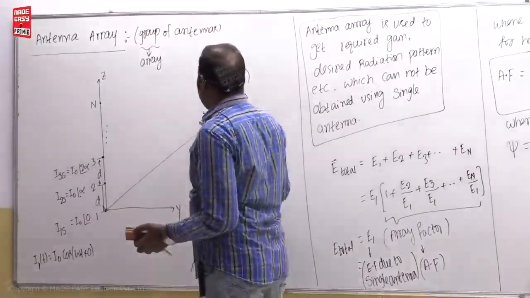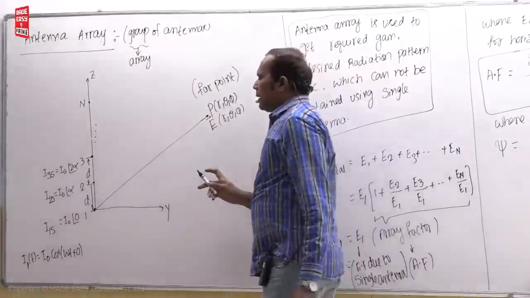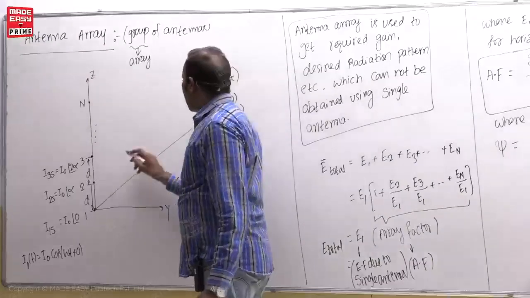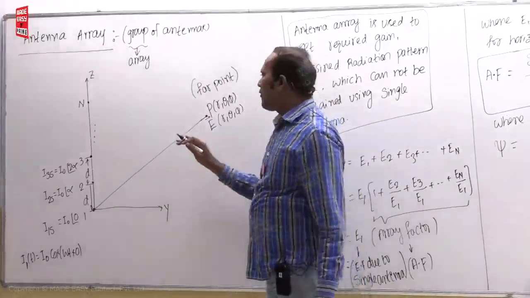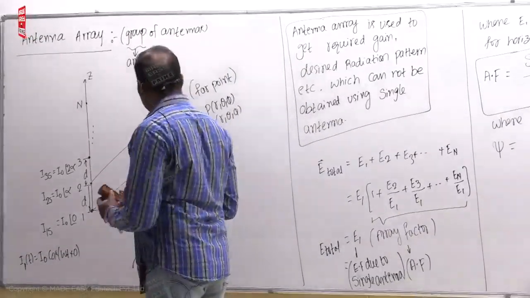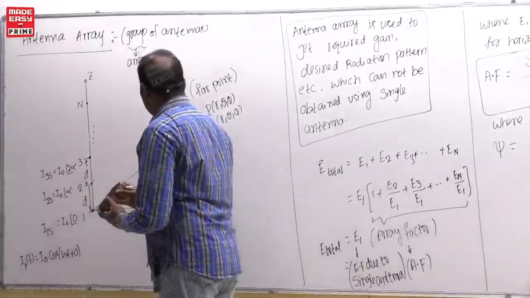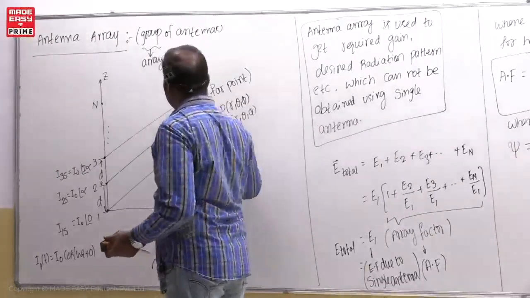Actually, this is the far point. Far point means that if you draw the lines from here to here, all will look like parallel lines. That is the meaning of far point. So this line is looking a little straight. It should be a straight line, like this, and this is also like this.